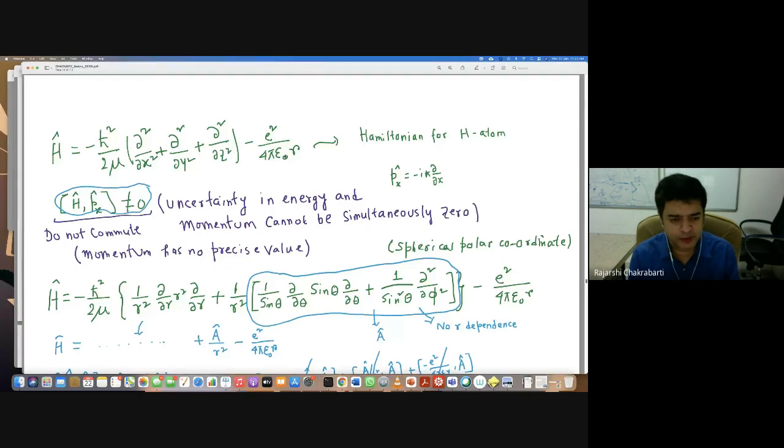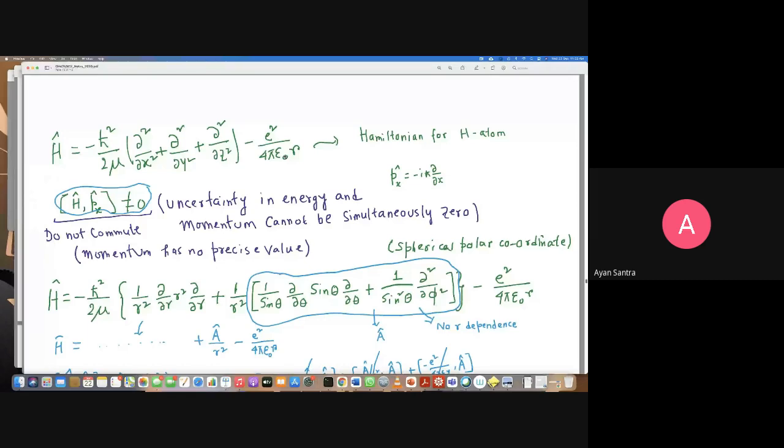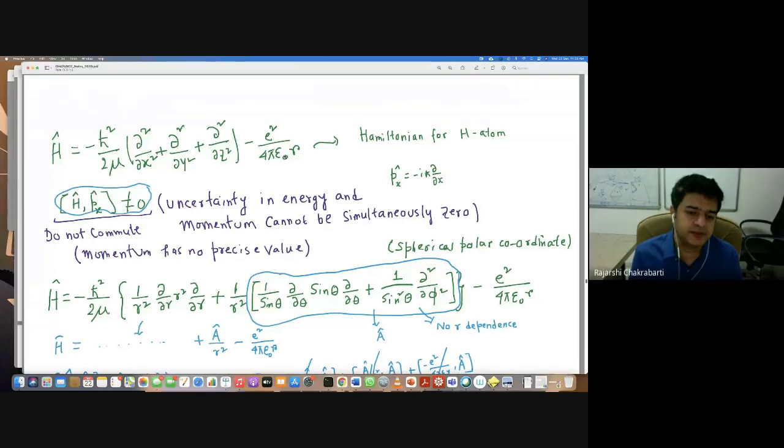This has been taught, I'm sure. But why don't they commute mathematically? If you look into this expression, the first portion has no problem, because px is minus h cross del by del x, some constant times del x. So this part will commute, if I write H px minus px H. The problem is with this part, isn't it?